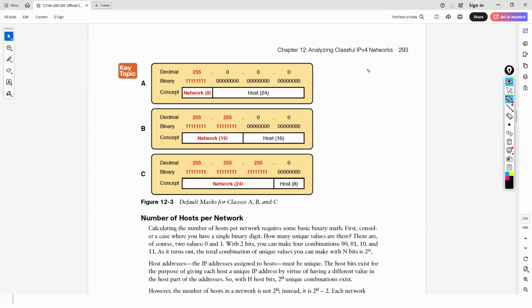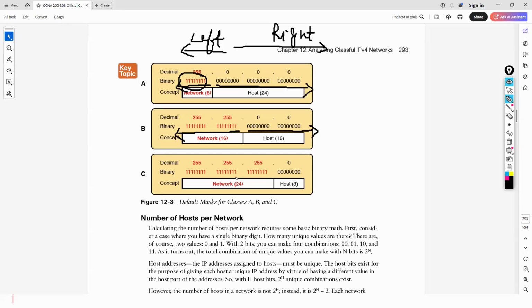all the ones should be on the left side of your address mask. All the zeros should be on the right side of your address mask. So you can see here on class A, all your ones are on the left side, all the zeros are on the right side. In class B also, all the ones are on the left side, all the zeros are on the right side. Class C, all the ones are on the left side, all the zeros are on the right side.